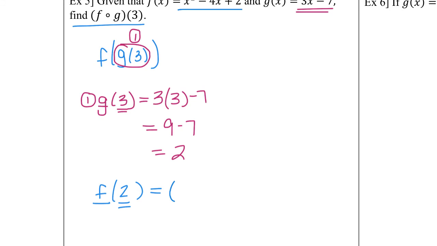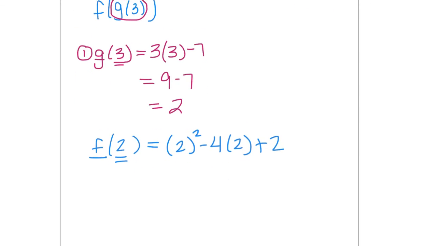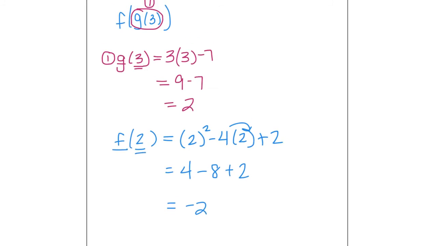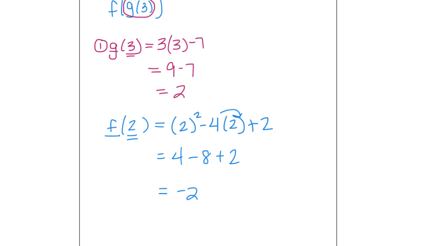So I'm going to take x and square it. So I'm going to take 2 and square it, minus 4 times x, which is a 2, plus 2. 2 squared makes 4. Negative 4 times 2 makes negative 8, plus 2, which equals out to 4 minus 8 plus 2 makes negative 2. So what we did was we took this actually in pieces. So the equation in the beginning asked us for f of g of 3. Well, we found out that that all equaled out to a negative 2.